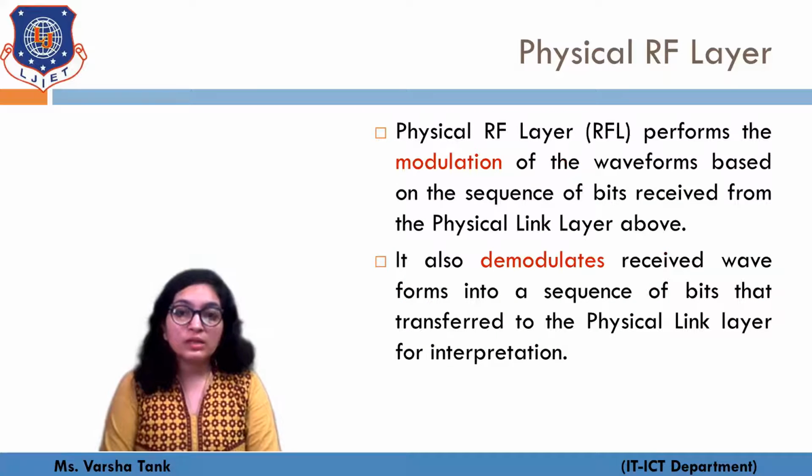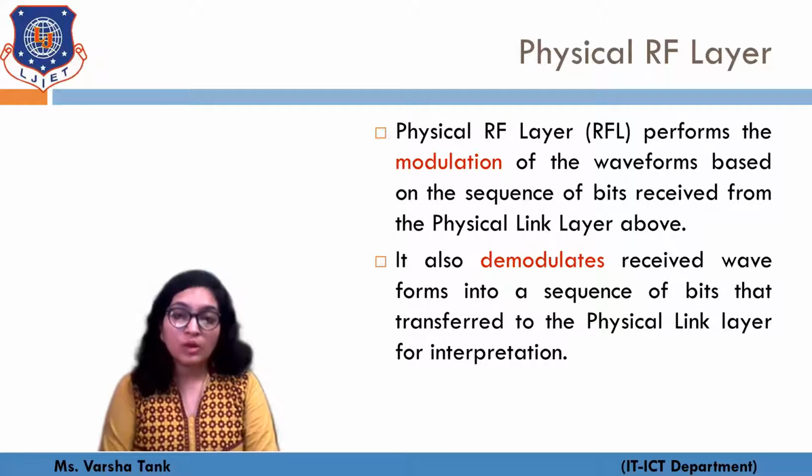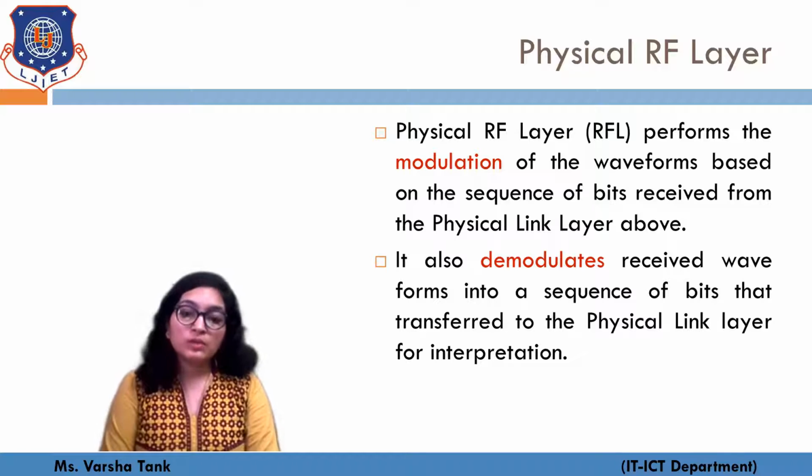Now let's have a look at the physical radio frequency layer. The physical radio frequency layer performs modulation and demodulation. Modulation and demodulation mean, for example, converting the narrowband signal to a broadband signal and the broadband signal to a narrowband signal. That is modulation and demodulation, and it is done by the physical radio frequency layer. So when we are converting narrowband to broadband and broadband to narrowband, the services of the physical radio frequency layer are used. It also demodulates the received waves into a sequence of bits that is transferred to the physical link layer for interpretation.